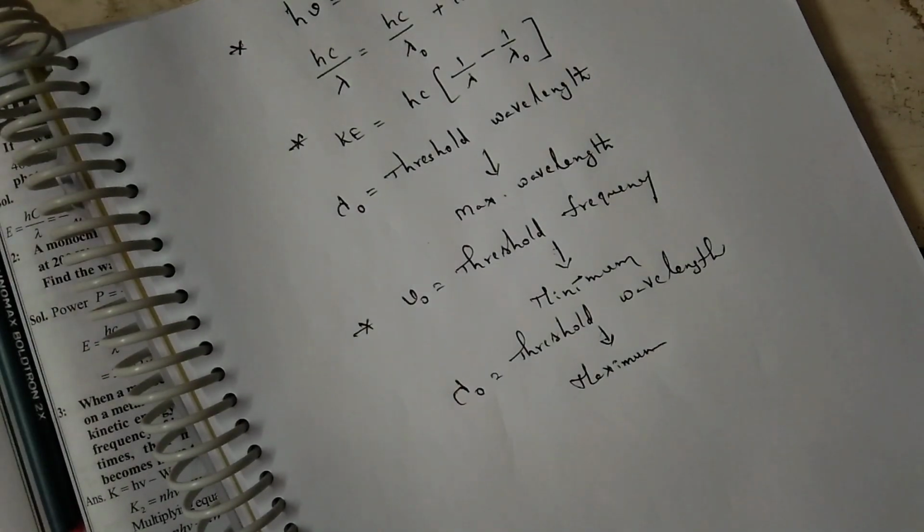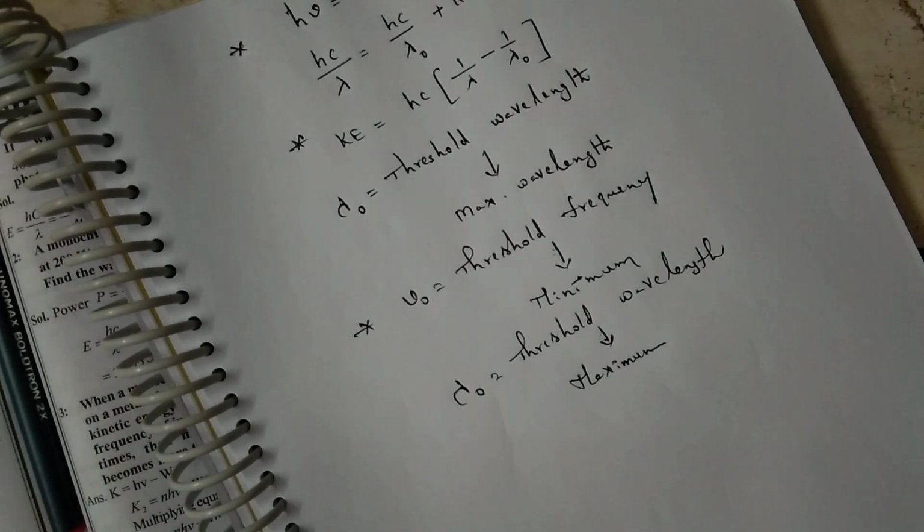Threshold wavelength. This is a threshold frequency, threshold wavelength. Try to remember. With this content, the maximum number of numericals can be solved, and we will get the success. These formulae are very important, mainly the photoelectric equation. Very simple content, very easy to remember, and very easy to get the score.